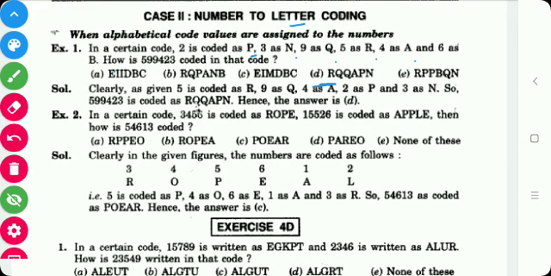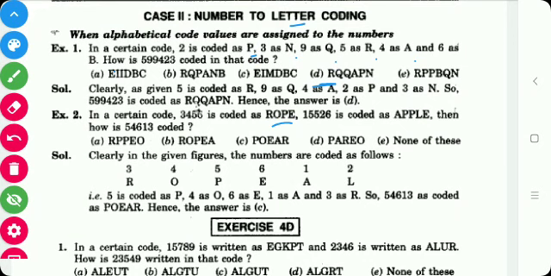Okay, so we need to code next letters. Next example is, in a certain code 3455 is coded as rope, 15526 is coded as apple. Then how is 54613 coded?